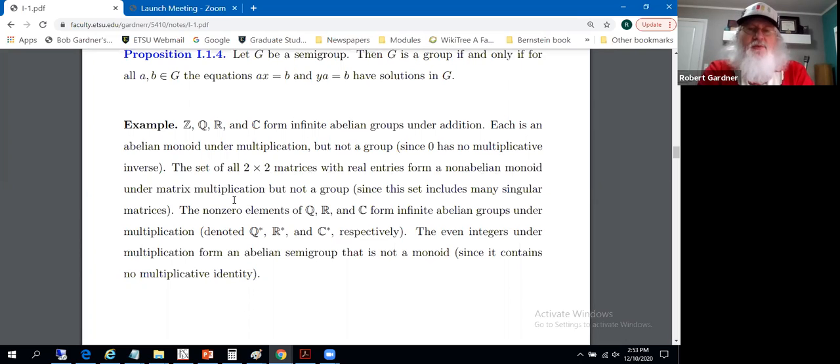Identity, you got the 2 by 2 identity. Non-abelian, right, matrix multiplication isn't in general commutative. So here's another example related to monoids that aren't groups.